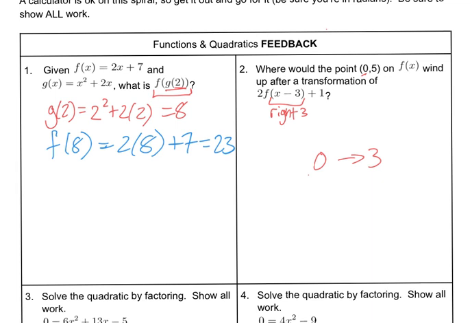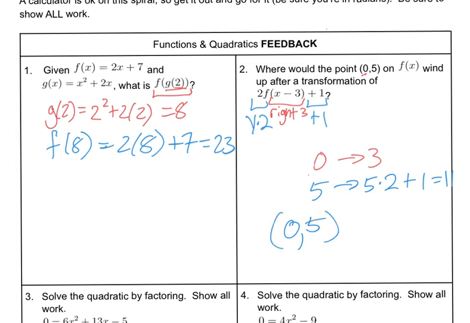All right, so then let's take a look at my y stuff. I've got y times 2, and I've got a plus 1 at the end. We're going to use order of operations. So 5 is going to become 5 times 2 and then plus 1, which is 11. So my new coordinates, which used to be 0, 5, are going to be at 3, 11.